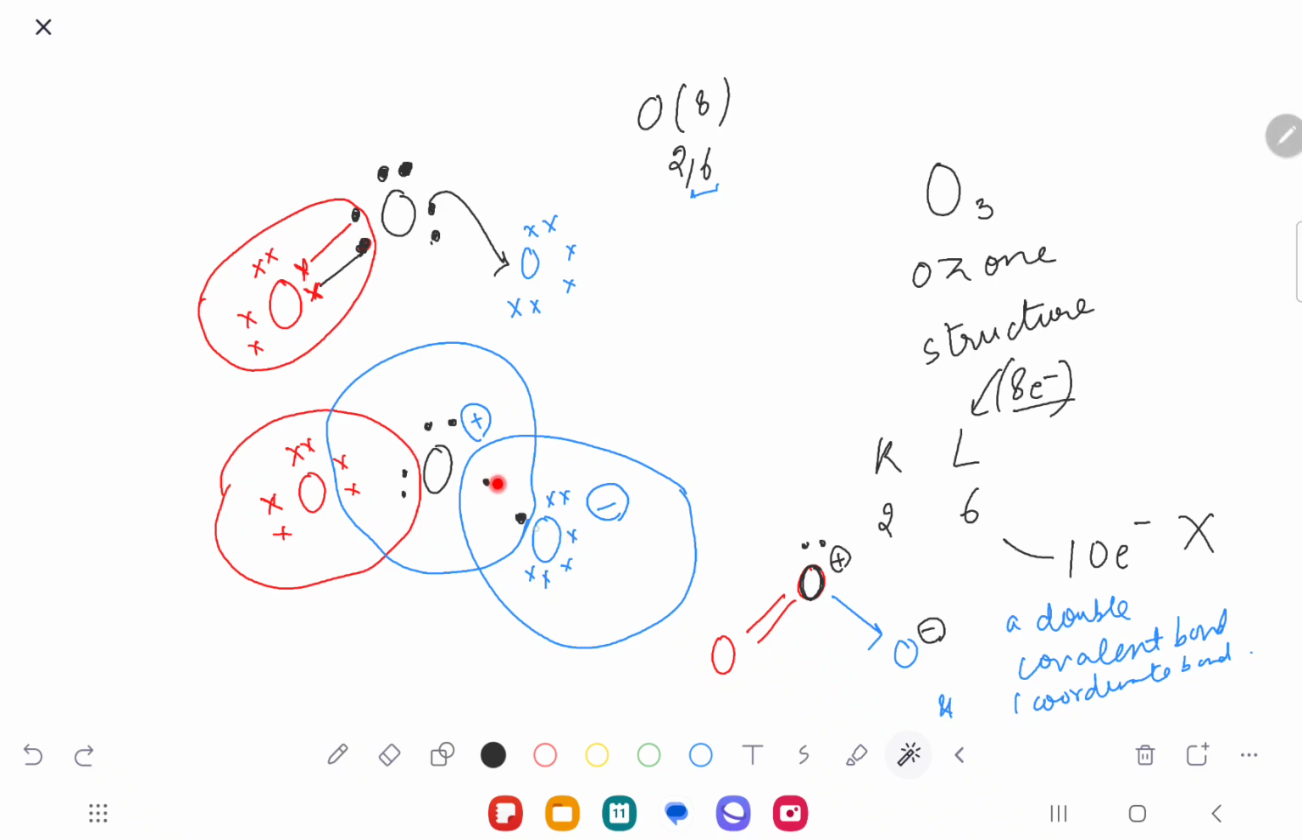Is it clear, this part? So the black O is donating and the blue one is gaining. That is why the black O is getting a positive charge and the blue O is getting a negative charge. Understood or not? That is the concept.